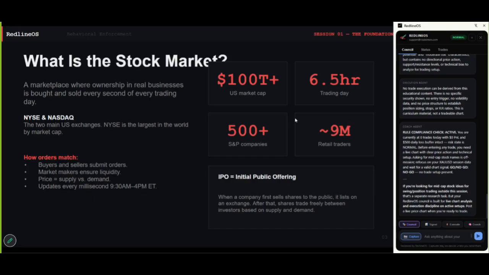Whereas at NASDAQ, everything is done online. This is where you have your tech sectors actually IPO. You have things like Google, Meta, Nvidia, and the rest. That's where they IPO. And how orders are actually matched: buyers and sellers submit an order.